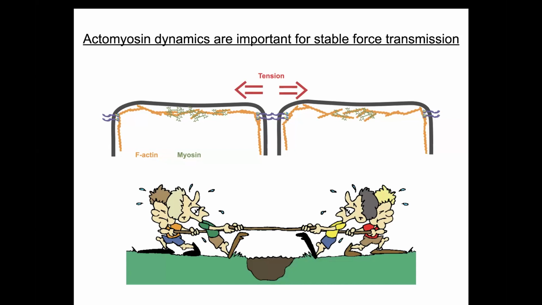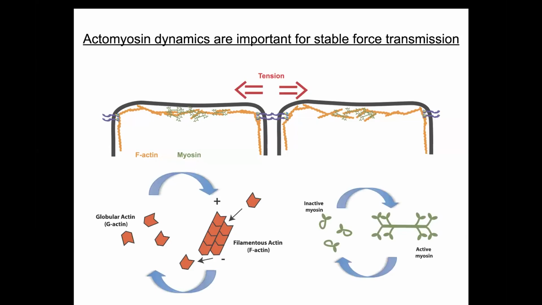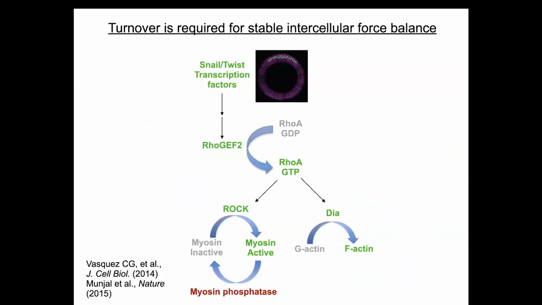And what I'll tell you is that what's important for this force balance is the dynamics of the cytoskeleton and also the signaling. This is what our current theory is for the importance of the pulsing. And we got into this by starting out by doing some genetics. We started screening for cytoskeletal genes and signaling pathways that were required for mesoderm invagination.